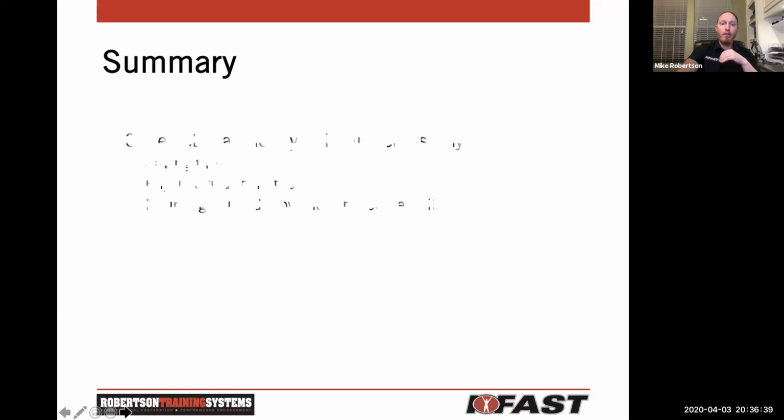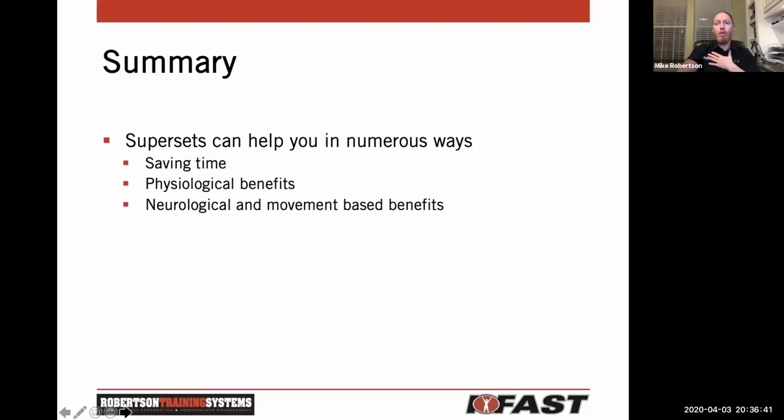In summary, supersets can help you in so many ways, whether it's saving time in your session, which is pretty much universally applicable. All of us are up against time constraints. Private sector, D1, high school, pro, we're all dealing with it. So if you're just using it to save time, that's a win. If you're just using it for the physiological benefits, whether it's building muscle, shedding body fat, getting a bigger pump, whatever, I'm cool with it. You can use that. It's going to help.